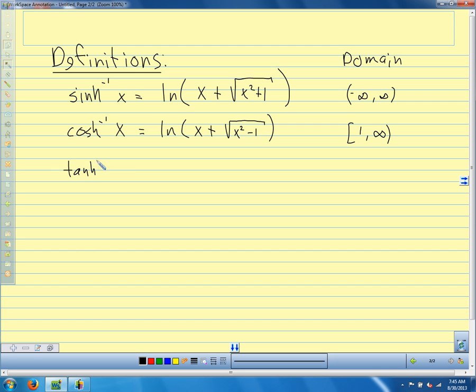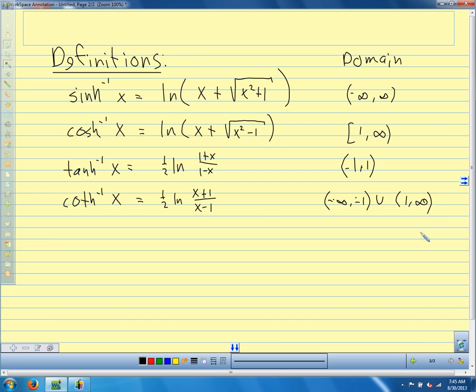Inverse hyperbolic tangent. And the domain is minus 1 to 1. Cotangent, inverse hyperbolic cotangent. Just a little bit different with the arrangement here. And we have a different domain, our domain is a union here. Secant inverse.